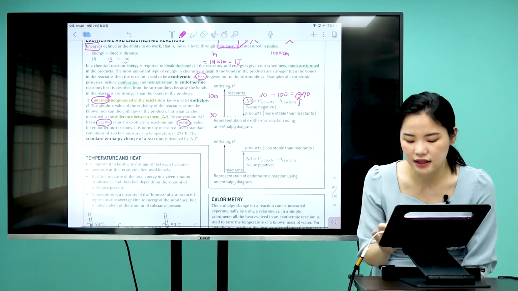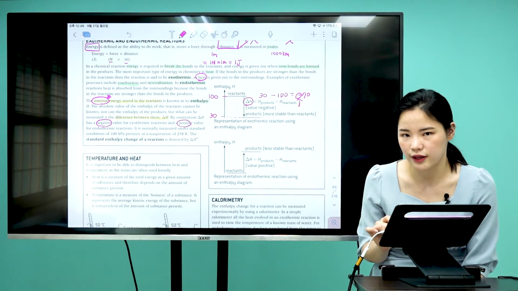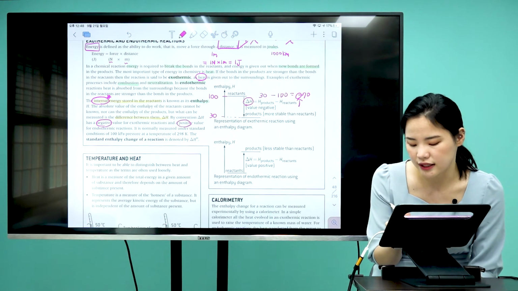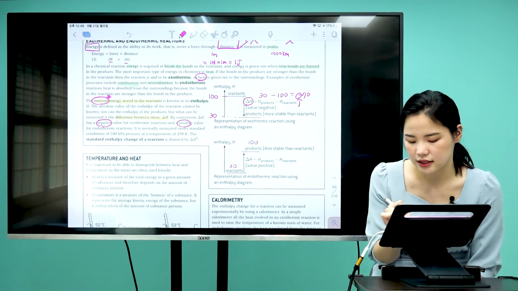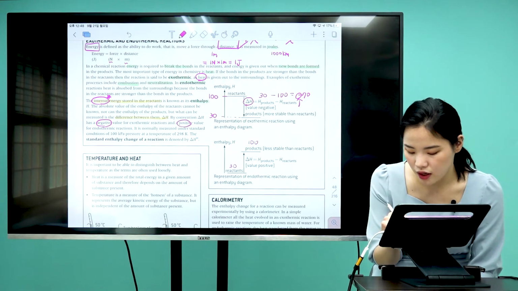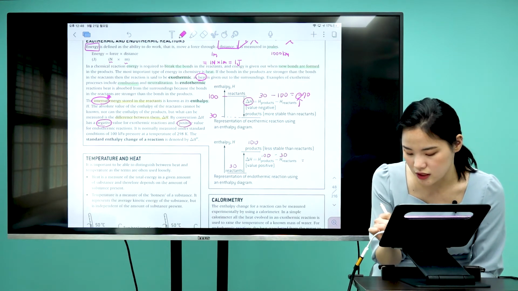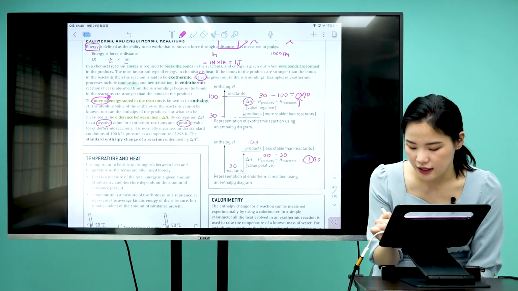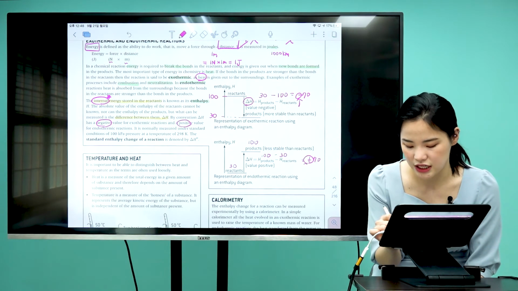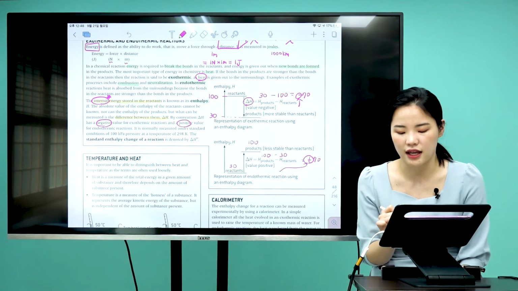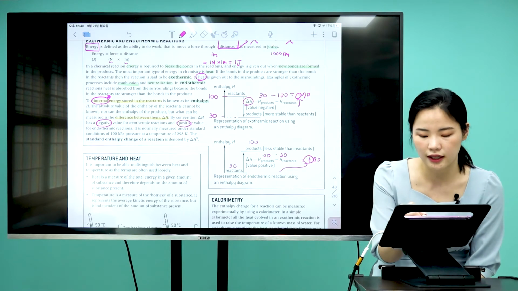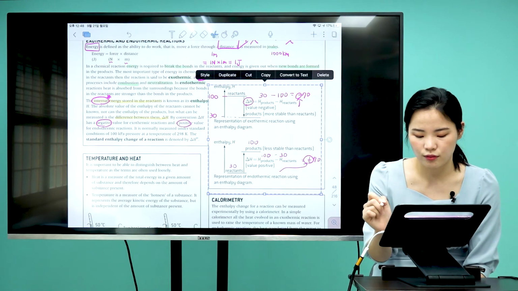However, it's the opposite for the endothermic reaction. Let's say reactants were 30 enthalpy and products 100. In this case, product is 100 and reactants is 30, which becomes positive 70. So positive is for enthalpy changes in endothermic reaction. Are we cool about that? So we move on.